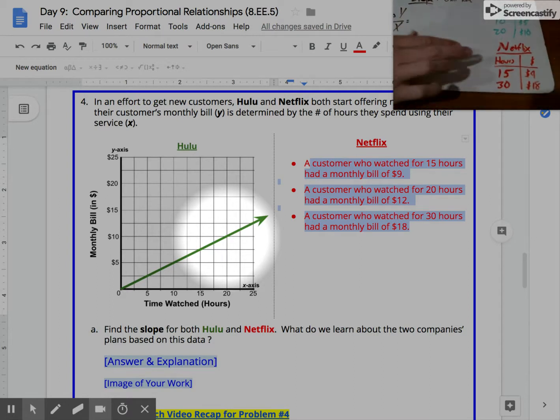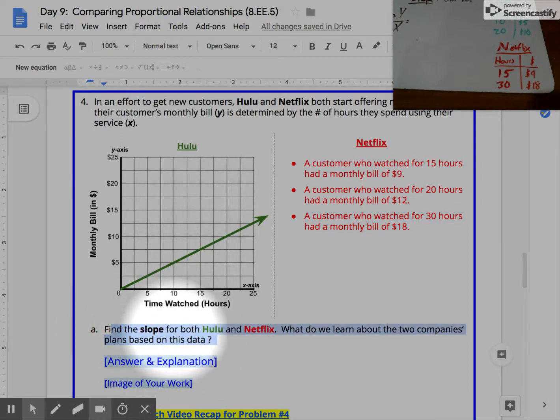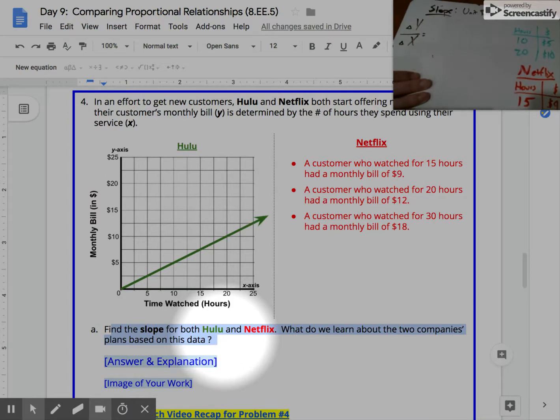For Netflix, we've taken the first and the third written statement. A customer who watched for 15 hours would have a bill of $9. That's what we see there. And a customer who watched for 30 hours would have a monthly bill of $18. Part A asks you to find the slope for both Hulu and Netflix, and then what do we learn about the companies based on this slope or based on that data. We'll put the whiteboard into full screen so we can focus on finding the slope or the unit rate for both Hulu and Netflix.